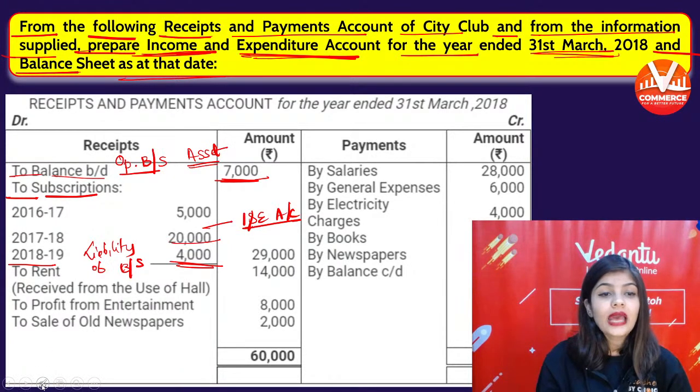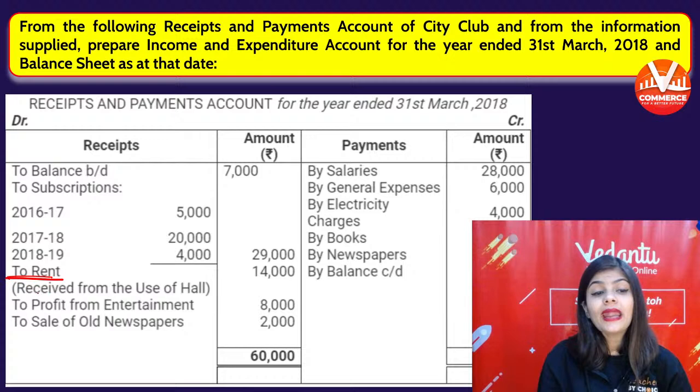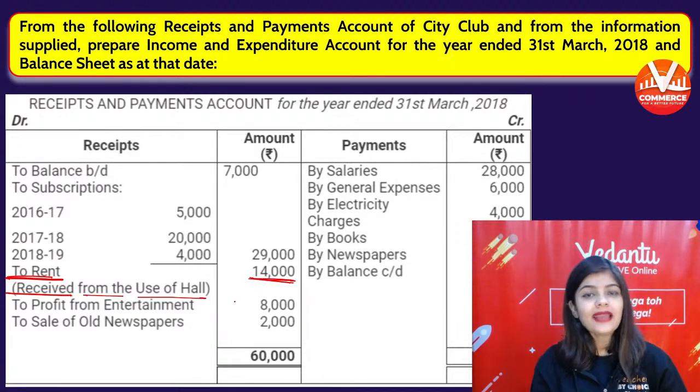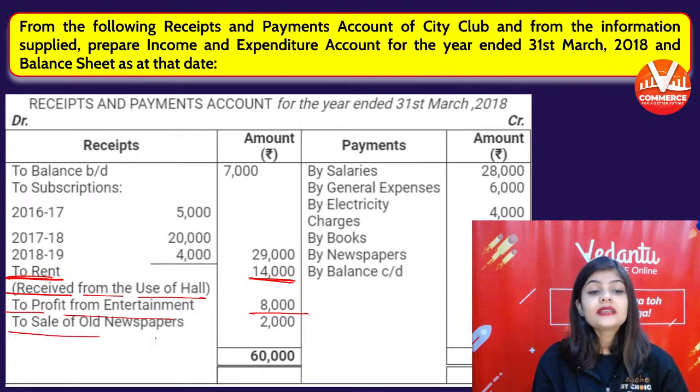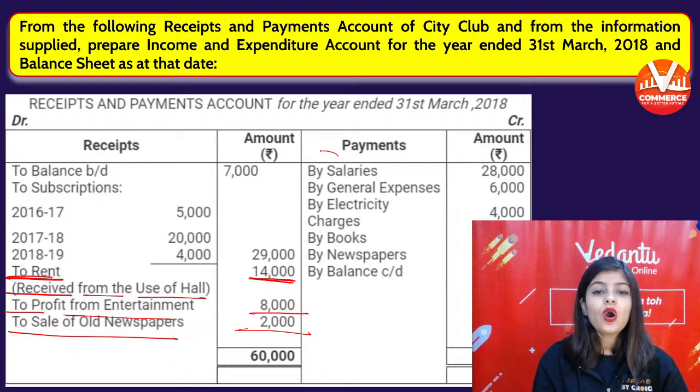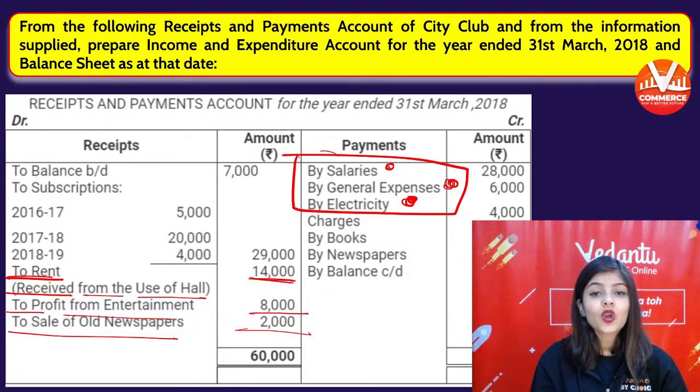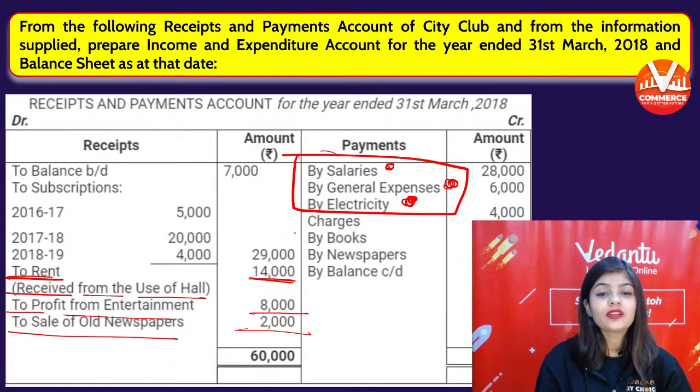Then to rent received from the use of hall. Rent will be recorded in the income and expenditure account. Profit from entertainment, in the income and expenditure account, credit side. Sale of old newspaper, income and expenditure account, credit side. And all the expenses, salary, general expenses, and electricity, these three will be recorded on the debit side of the income and expenditure account.